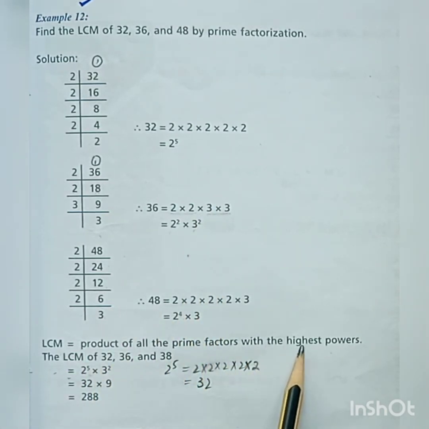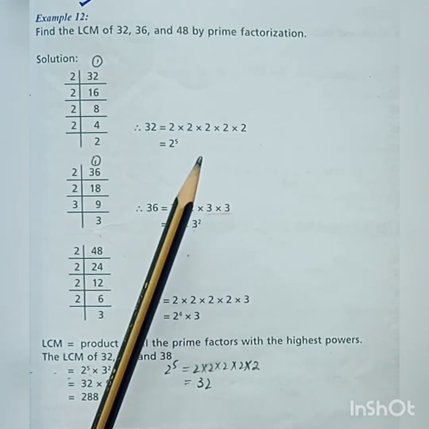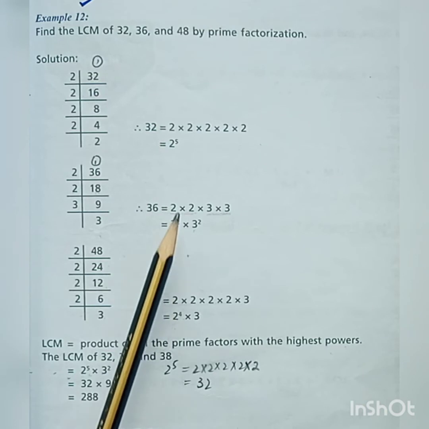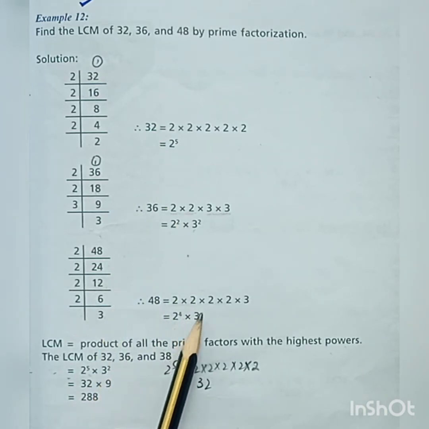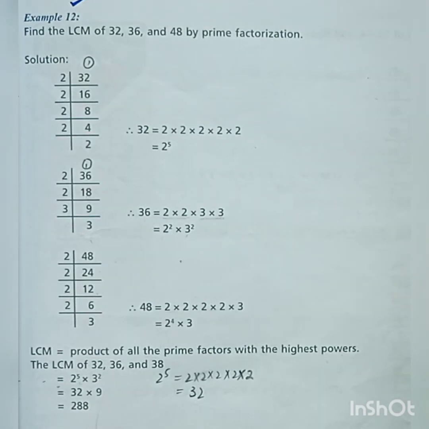The LCM is the product of all the prime factors with the highest power. You have to find the highest powers of the prime factors. The highest power of 2 is 2 raised to power 5. The highest power of 3 is 3 square. 2 raised to power 5 is 32 and 3 square is 9. 32 into 9 is equal to 288. This is the LCM of the given values by the prime factorization method.